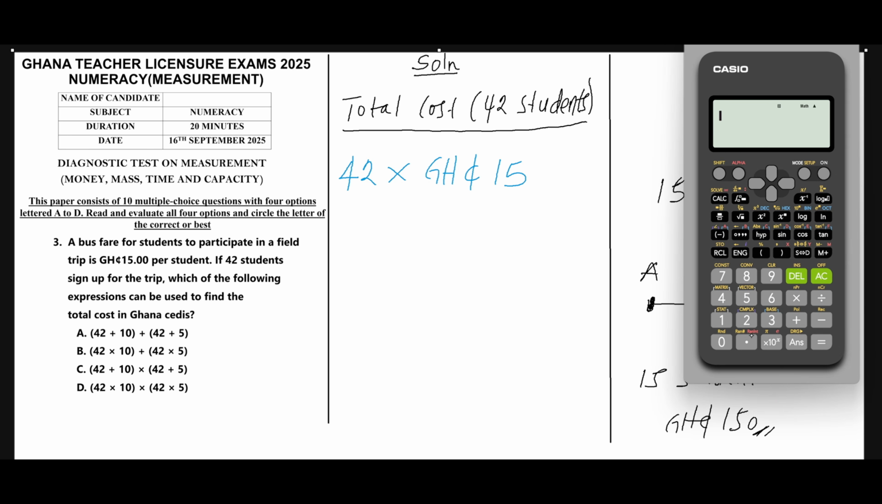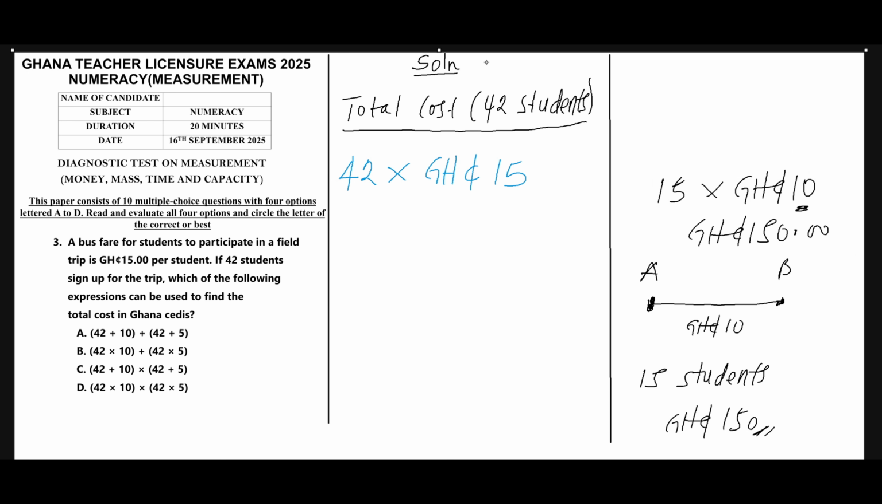So what is 42 multiplied by 15 cedis? We have 630 Ghana cedis.